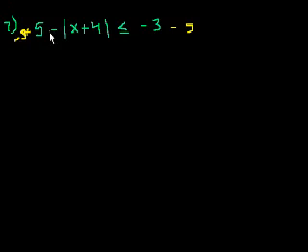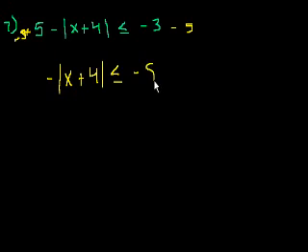Plus, that's a plus. So minus 5 plus 5 is 0, so I'm just left with minus absolute value of x plus 4 is less than or equal to, now what's minus 3 minus 5? Well, it's minus 8.